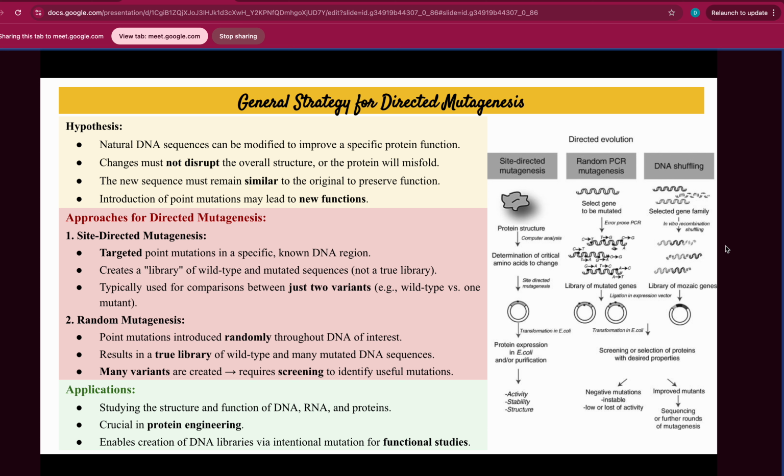And then DNA shuffling is also one of the methods in directed evolution. In it, you have different genes, you shuffle them and you recombine them to make a mosaic gene, which is a combination of different parts from different genes. So this is also one way in which you can change the functionality of the protein. Instead of bringing mutation, you are simply shuffling the parts of the genes.